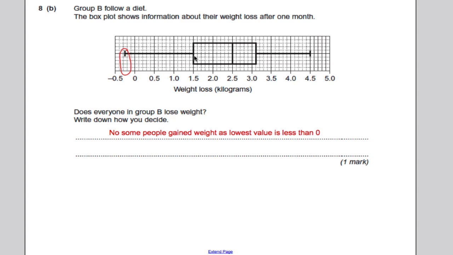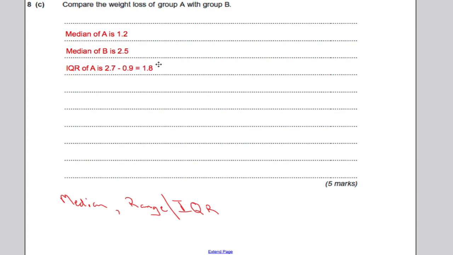The interquartile range for B is going to come from here, which is 3.1 take away 1.5, which in this case gives us 1.6. Now, what conclusions can I make?